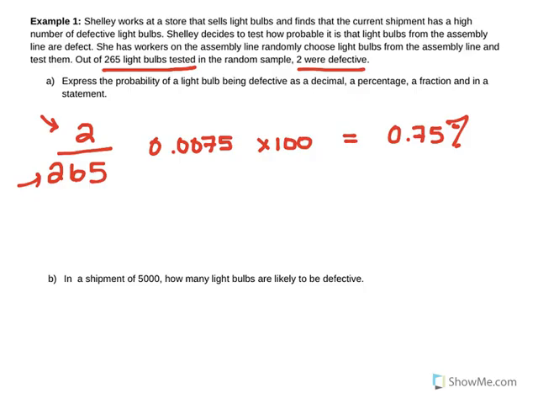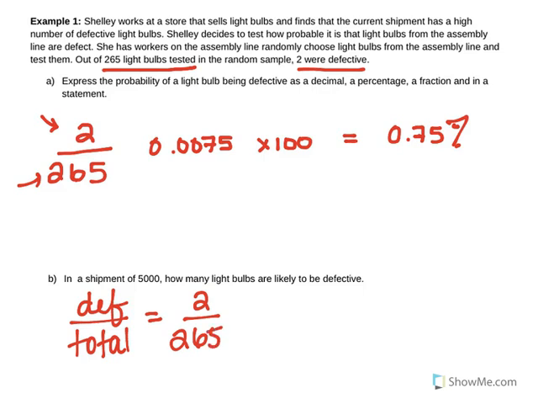Part B says, in a shipment of 5,000, how many light bulbs are likely to be defective? We know that there's defective and there's the total. We know that in 2 out of 265 we can find defective and the total. We want to know how many would be defective, so X, out of a shipment of 5,000. This is something you should know how to solve now. It is called proportional reasoning. You've done this lots. To solve it, we're going to cross multiply and divide.